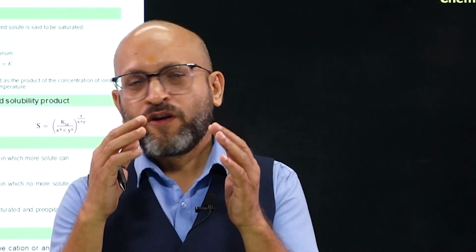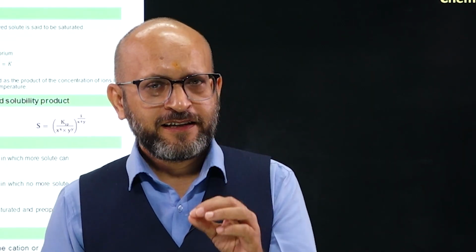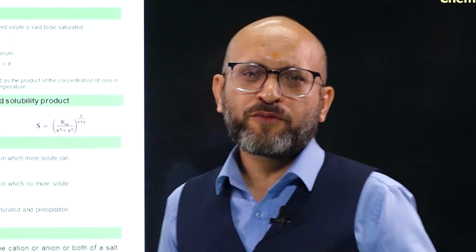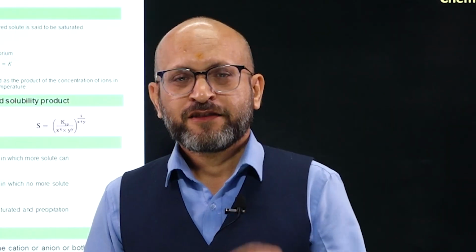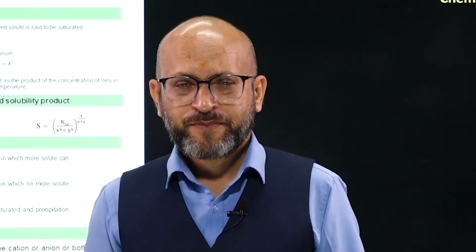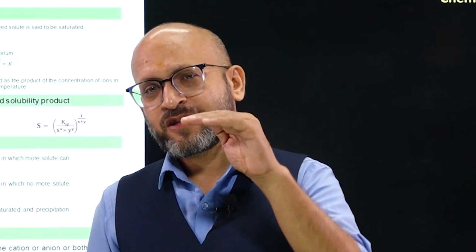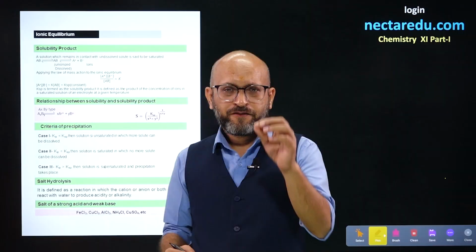So how are we going to chemically understand that? Let us understand there is an equilibrium constant called solubility product. So what is solubility product? Solubility product is calculated for a saturated solution, and it is equal to ionic product. Let me explain to you with an example.